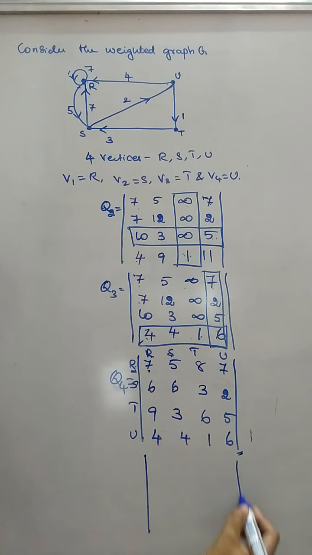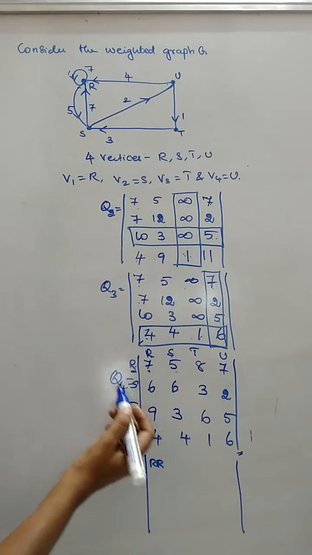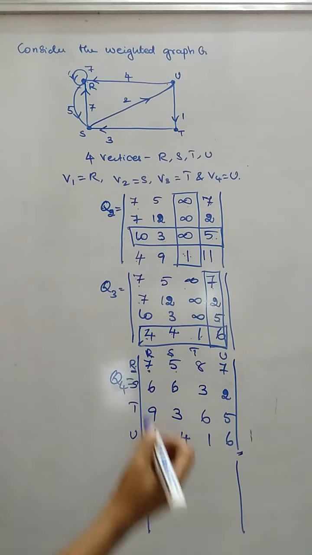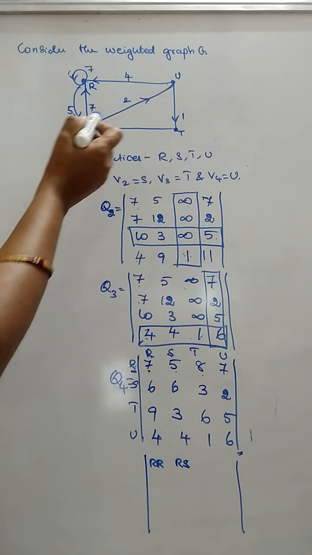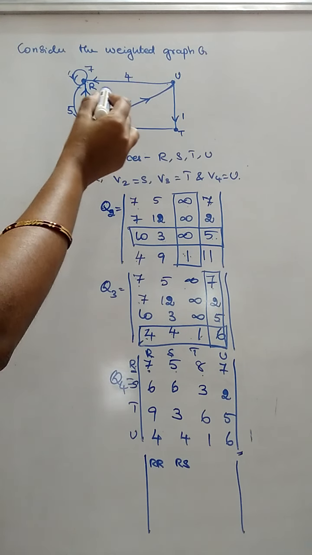I hope it's visible for you. So here I am writing R to R. And for 5, you are having R to S. You are having the direct edge. So you can write RS. And for the 8, R to T, the weightage is 8.